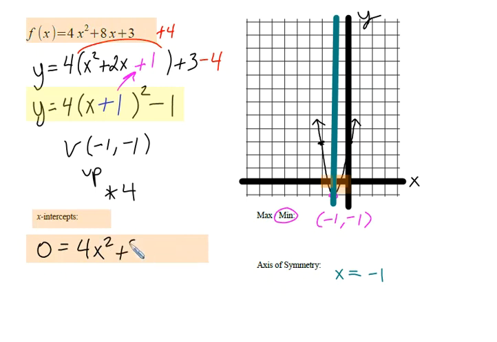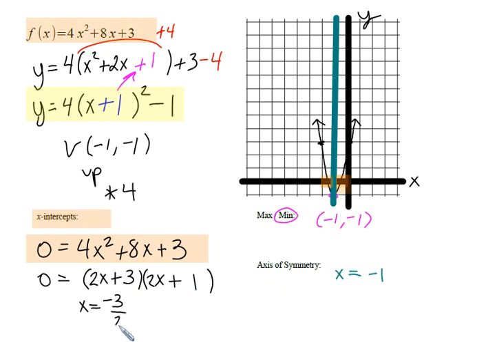0 equals 4x squared plus 8x plus 3. Does this factor? Maybe. We could try 2x and 2x. If we had plus 3 and plus 1, this would get us 4x squared plus 6x plus 2x would be the plus 8x plus 3. So on the one hand, x would be equal to -3/2. On the other hand, x is equal to -1/2.